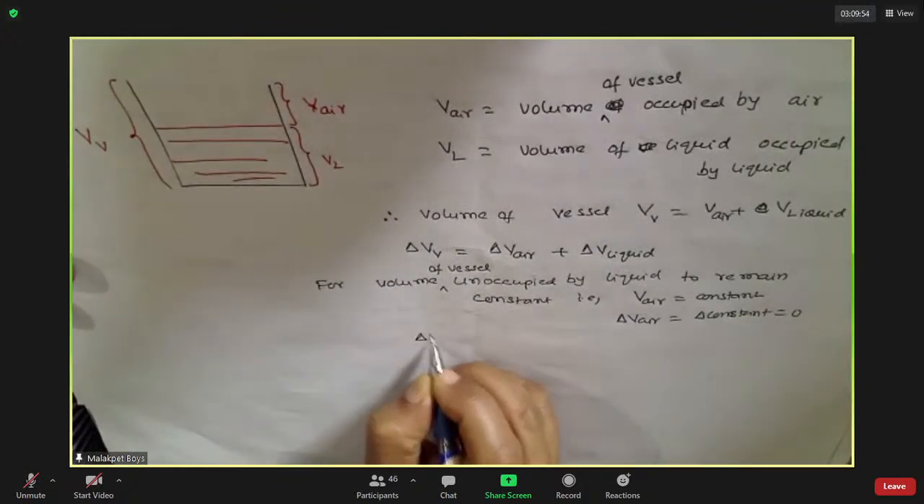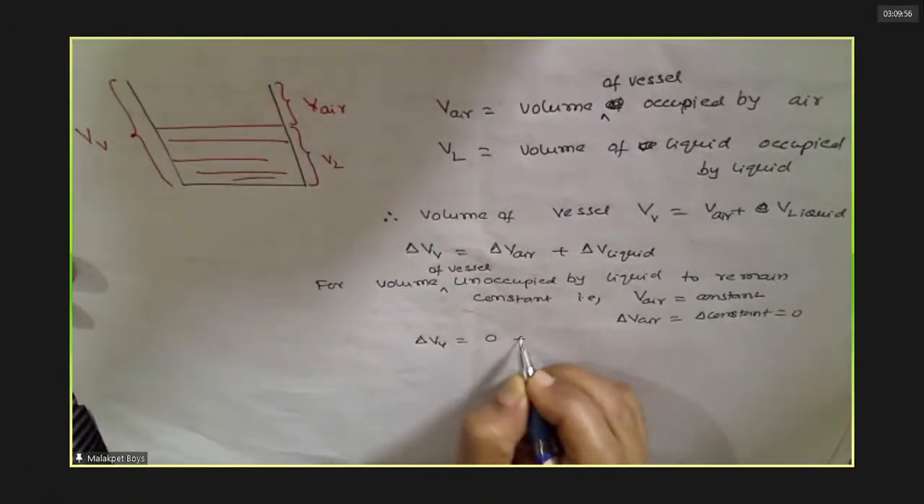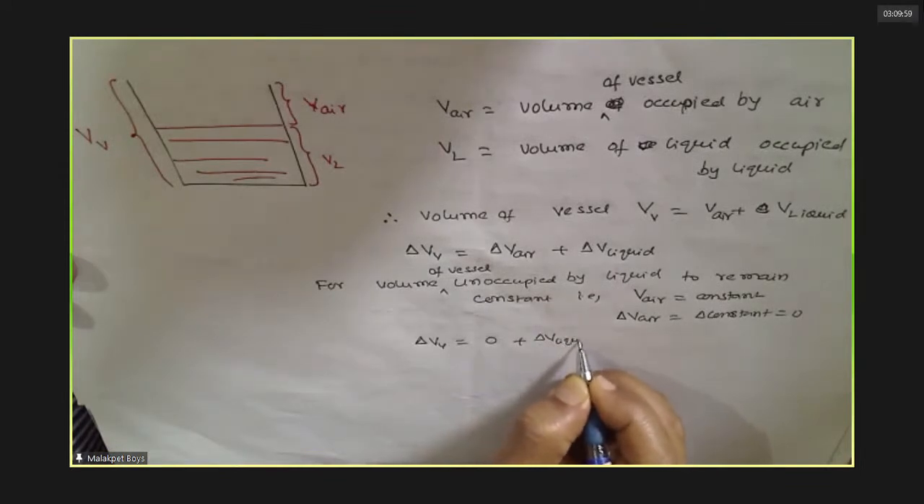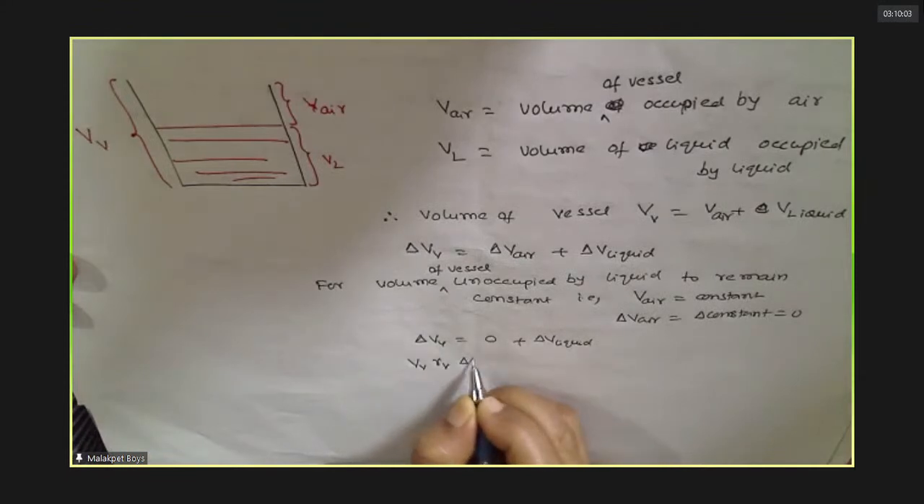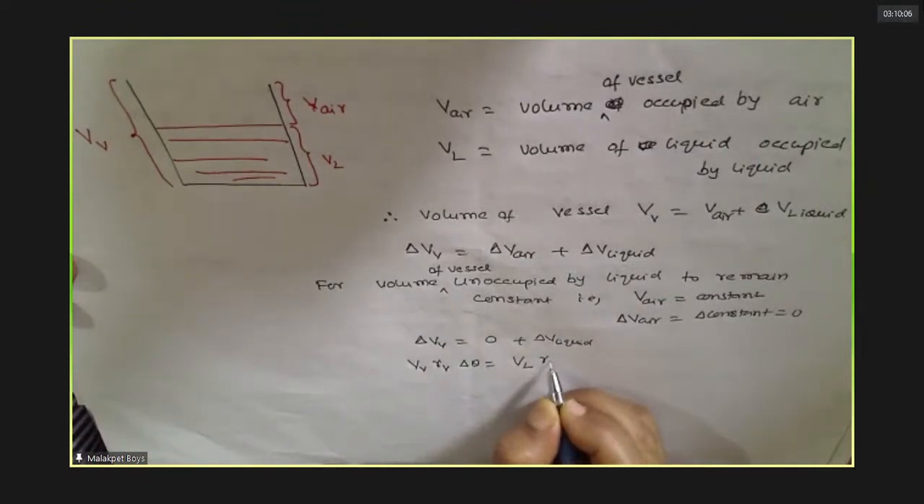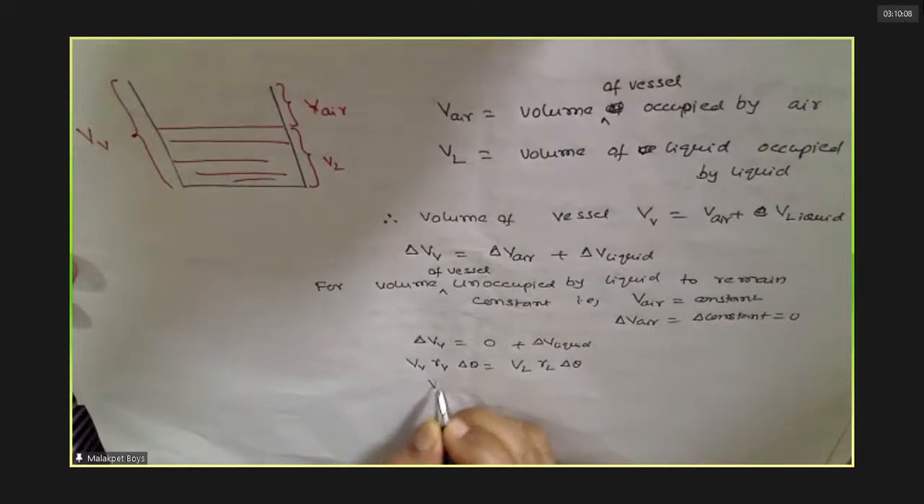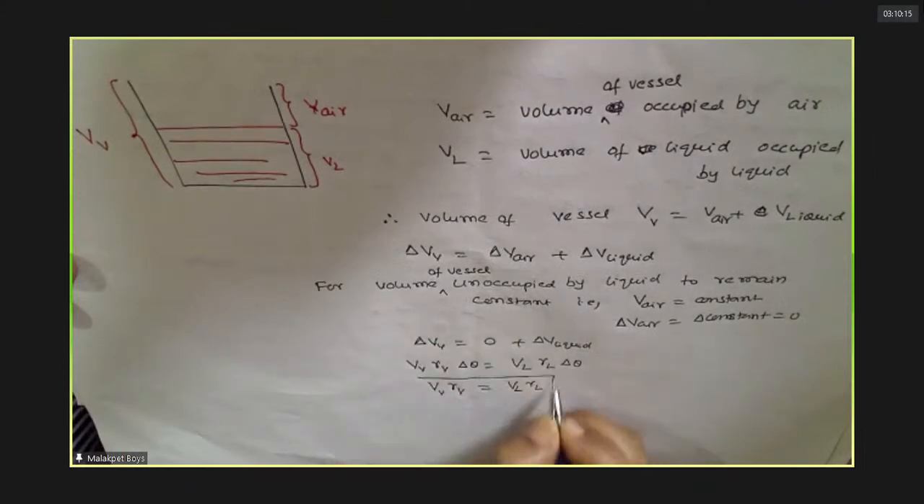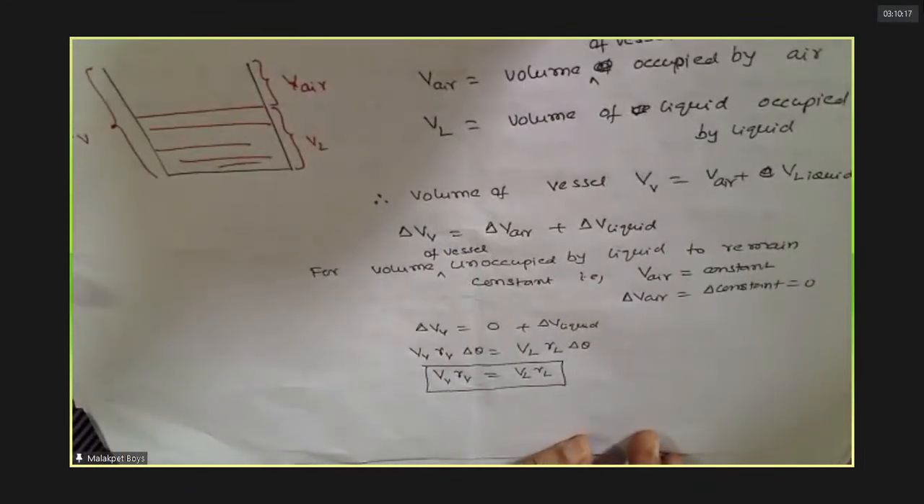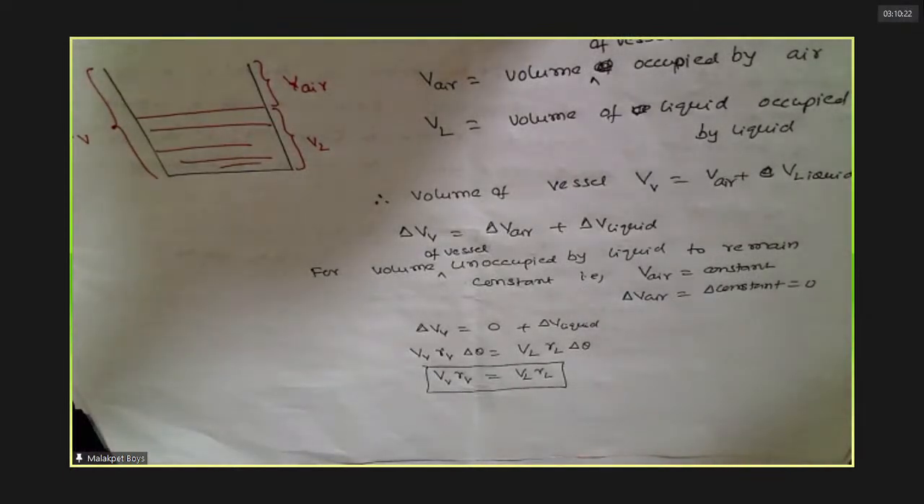So here you have this volume of the vessel, gamma of the vessel, delta theta, volume of liquid, gamma of the liquid. So when volume of the vessel times gamma of the vessel is equal to this, understood or not?